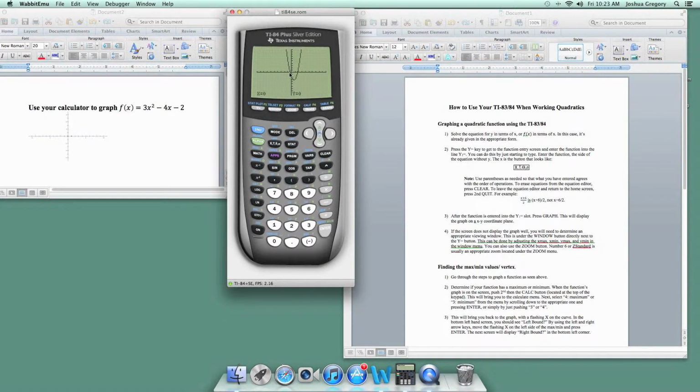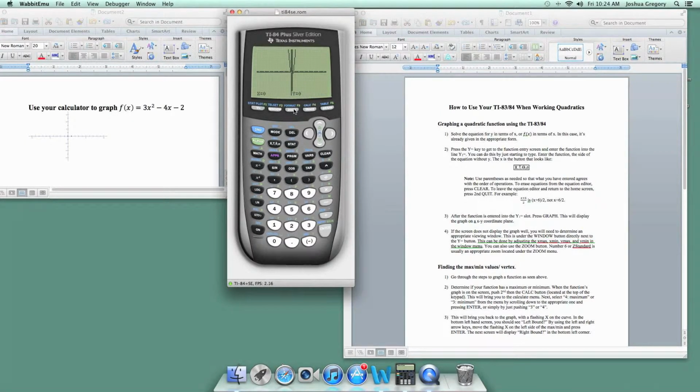Right now it's at the origin at 0, 0. I could move that to the left and it would go left, and you can move it up or down or to the right, but I'm going to leave it at 0. So you just push enter again, and that's going to zoom you out. And we can barely see it now, so we wouldn't want that.